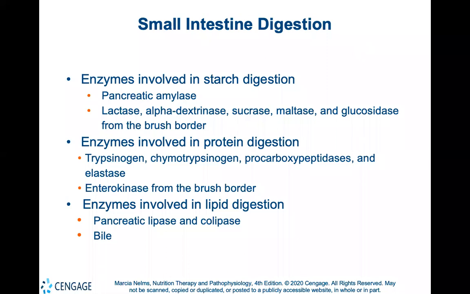Pancreatic juices provide the primary digestive enzymes in the small intestine. Pancreatic amylase is the primary enzyme involved in starch digestion. Pancreatic lipase and colipase accomplish the largest portion of the lipid digestion.